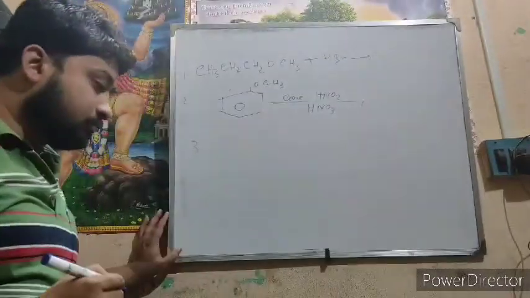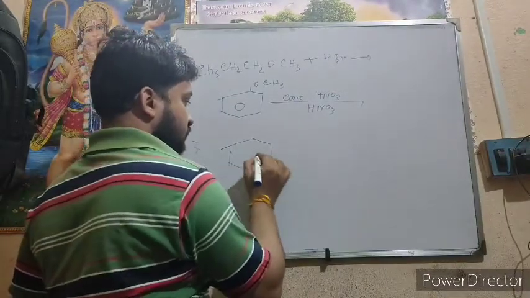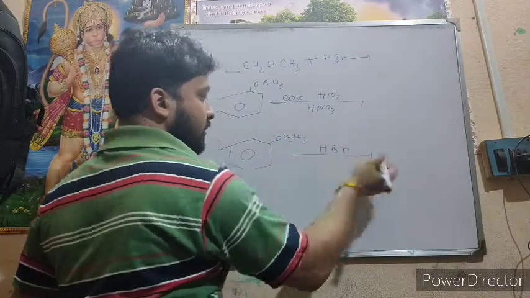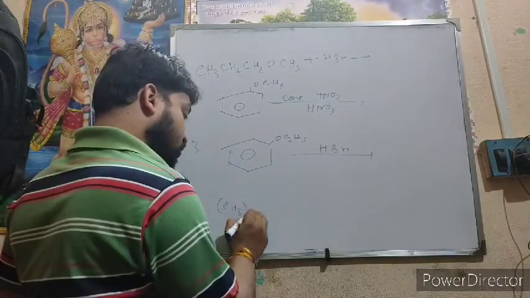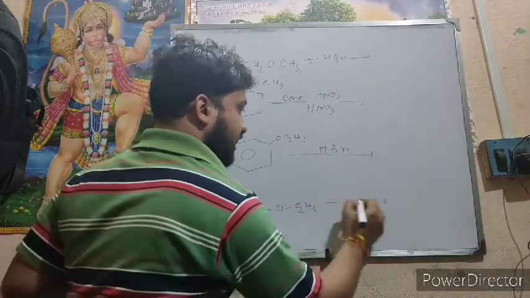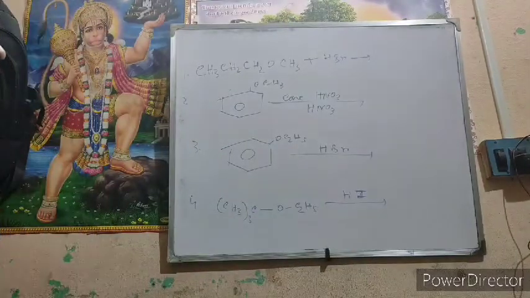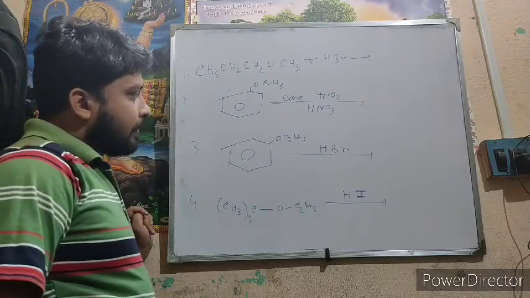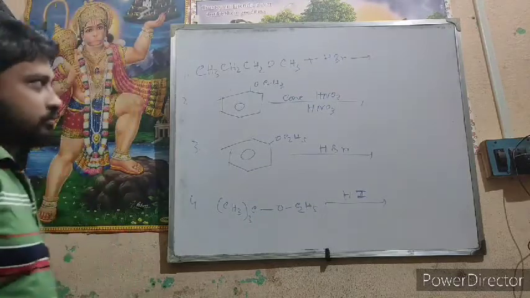Third one, I take OC2H5 with HBr. What will be the product? Then I give you the fourth problem: (CH3)3C-O-C2H5 reacts with HI. What will be the product? So those are the simple problems. Give the answer. Yeah, it is very easy.